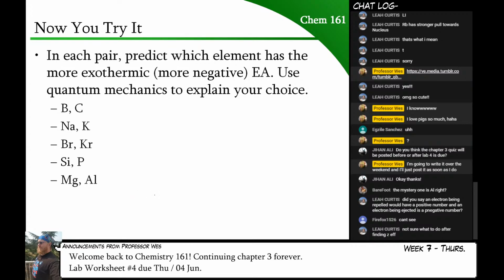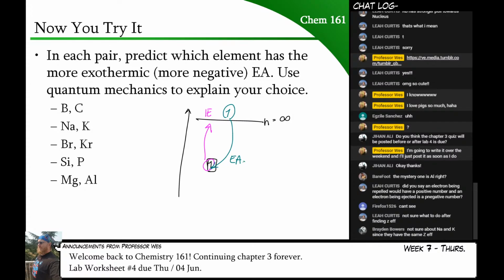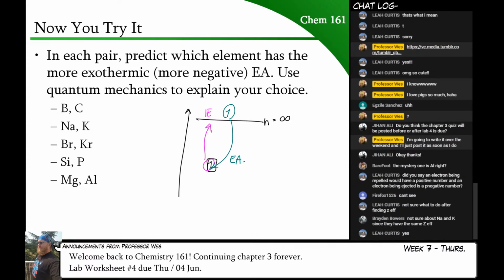So remember that. Where's my marker? Remember how we said that doing this was ionization energy? Electron affinity is just the opposite of that. So if you use the Z effective and N max to figure out which one the electron will fall the furthest, that will be the most negative electron affinity.